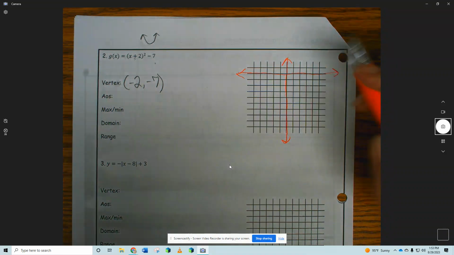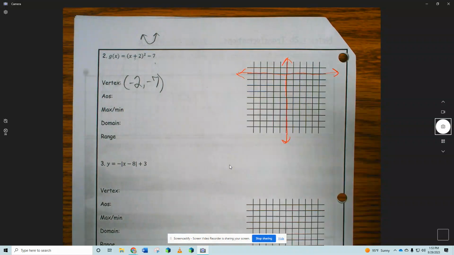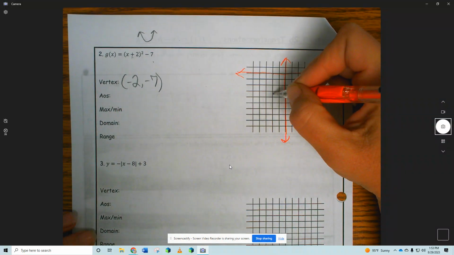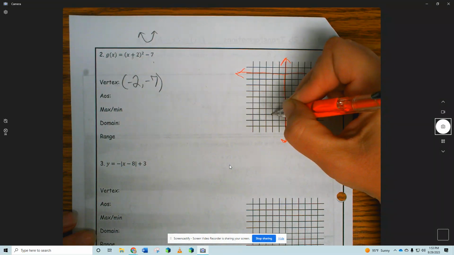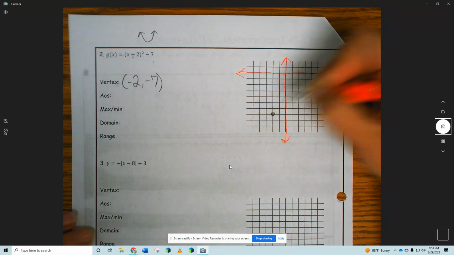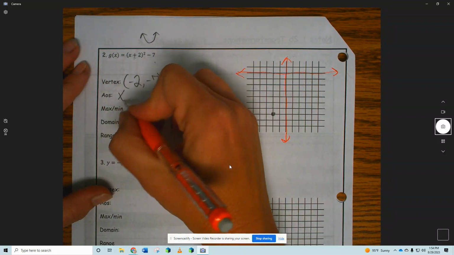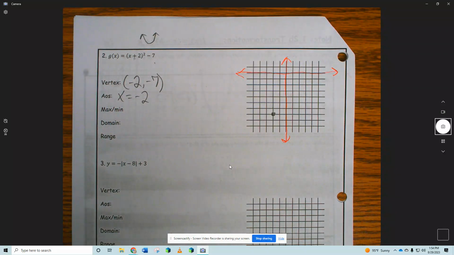Okay. Axis of symmetry is what? If my vertex is at -2, -7, what's my axis of symmetry? The line that cuts down the middle. Where is it? -2. I need more people to volunteer. I'm hearing from the same people. You write it x equals -2. And I was doing a blue line.